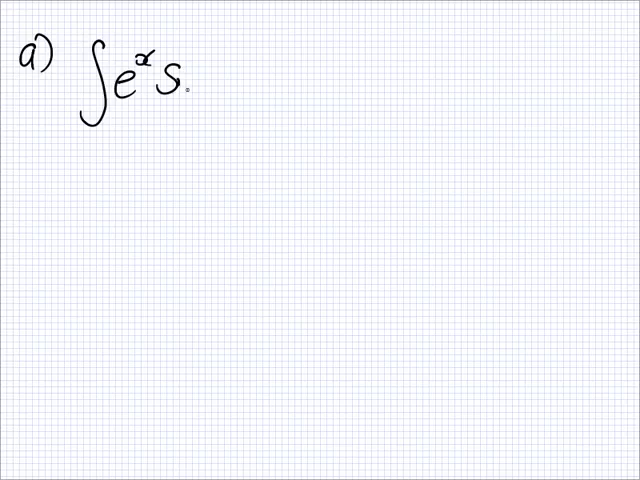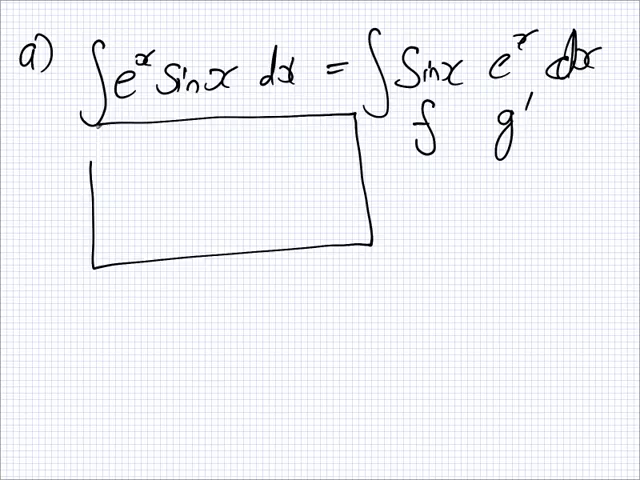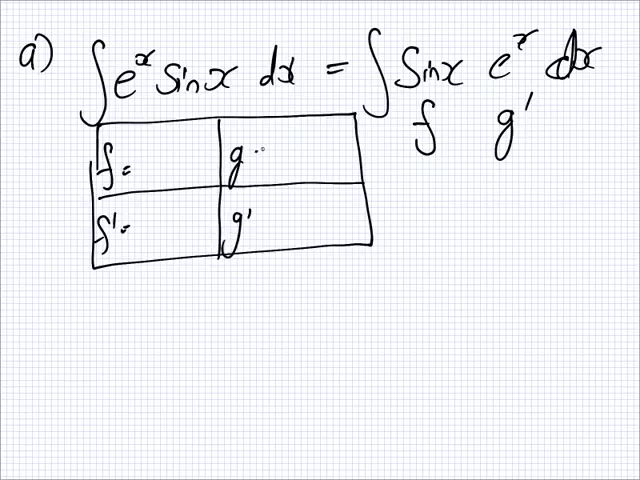e^x sin x dx. Do I need to swap or not? Swap it, yeah. So I change it into sin x e^x dx. And this one here is f, and this one here is g derivative. So my table looks like this: f, f derivative, g and g derivative. So f is sin x, its derivative is cos x. g derivative is e^x, so g is also e^x.